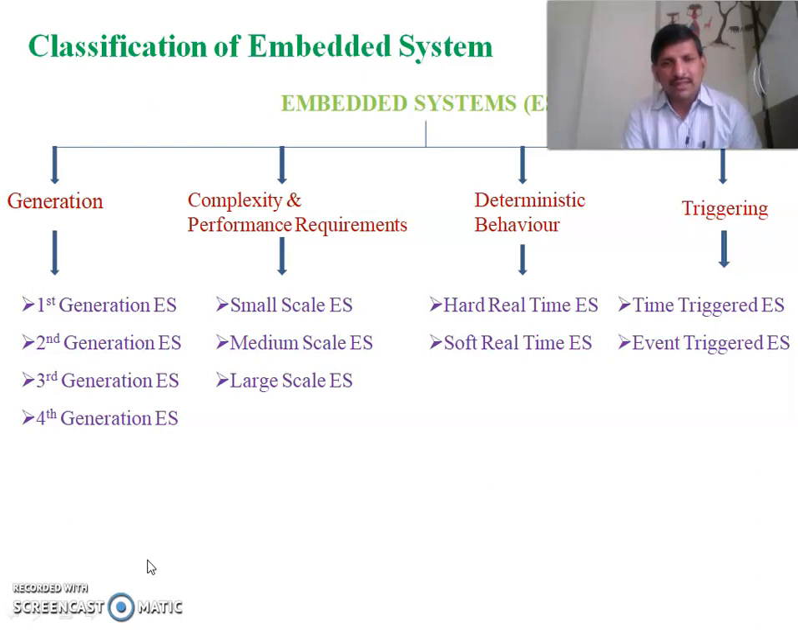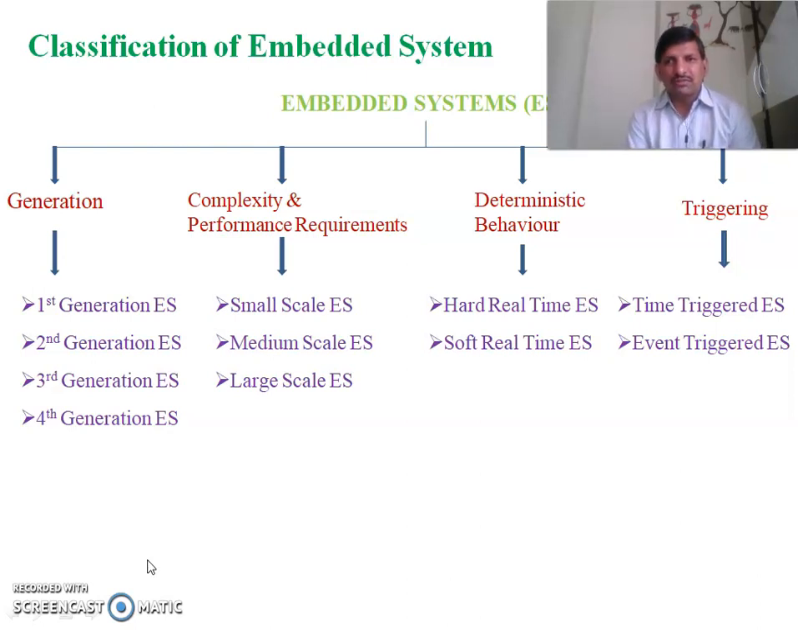Next, second generation embedded systems are designed by using 16-bit microprocessors or 8-bit microcontrollers, and the firmware may contain an embedded operating system. Examples for second generation embedded systems are supervisory control and data acquisition systems, meaning data gathering, or a digital camera. A digital camera captures the information, stores the information, and displays the information, like data acquisition, capturing the current information.